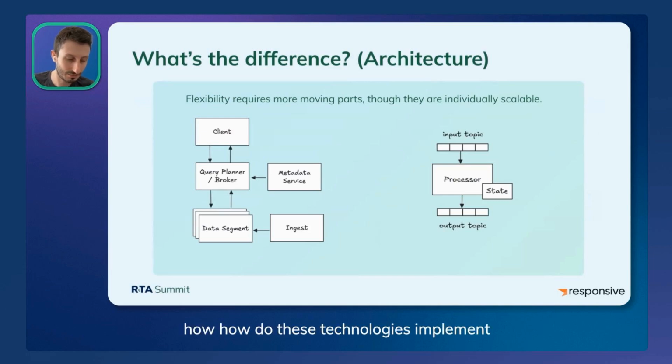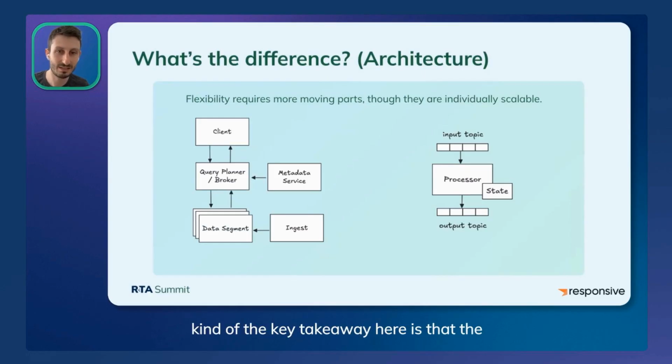So moving on, how do these technologies implement these kinds of query patterns that they make available to their clients? On the left, you'll see the database, and on the right, you'll see a stream processor. The key takeaway here is that the flexibility of a database requires it to have a few more moving parts. As you can see here, there's a client, which usually runs outside of the database.